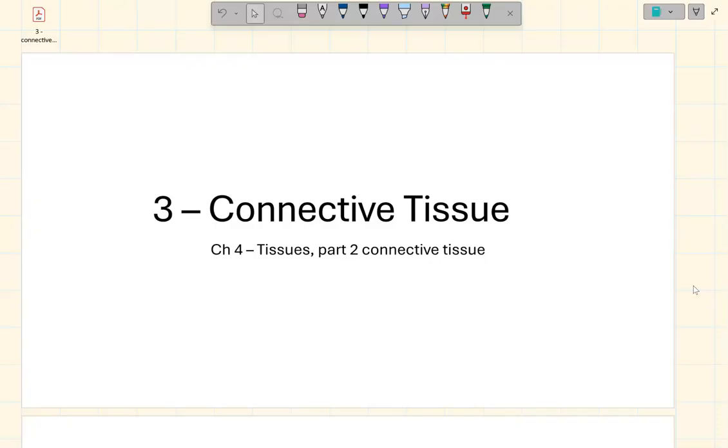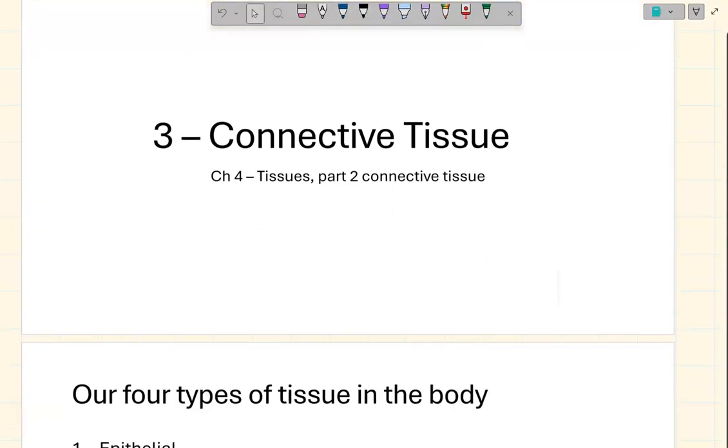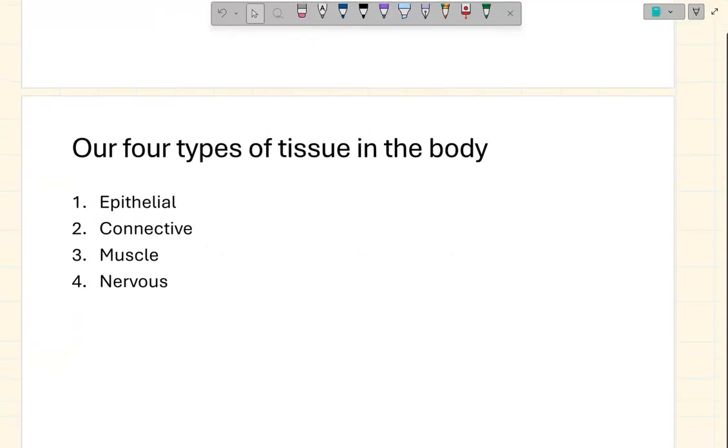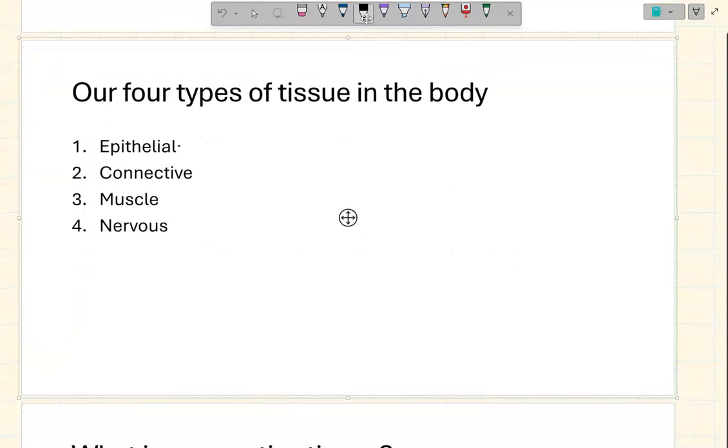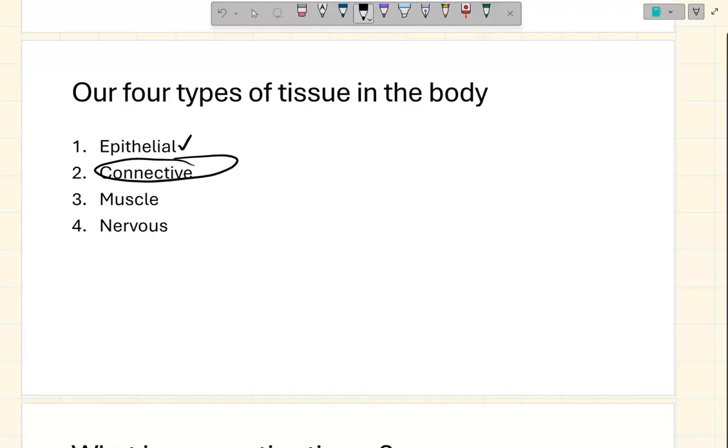This time we have connective tissue. So this will be our second part of our tissues lecture. First we did epithelial, and now we're going to be doing connective. So of the four types of tissue in our body, again, we've already done epithelial. Today we're doing connective. And we do eventually have whole units on the skeletal muscles and nervous system.